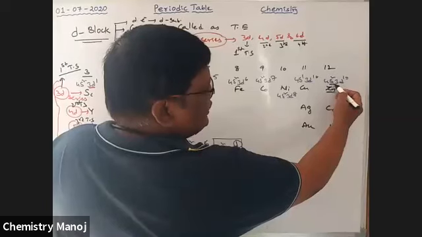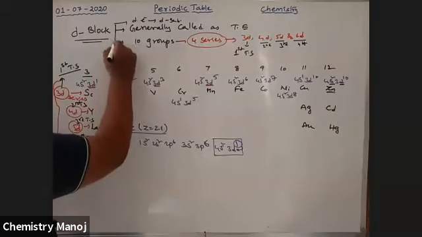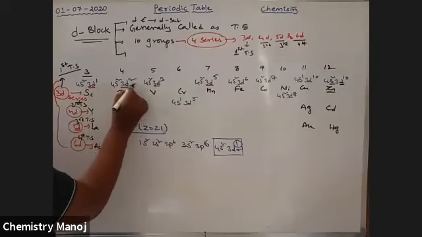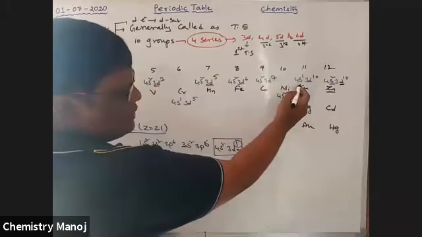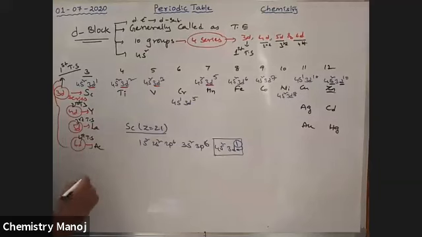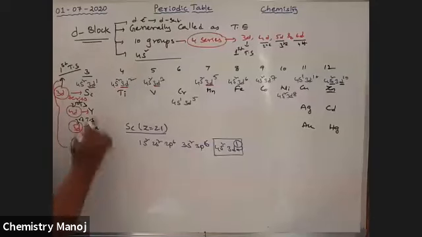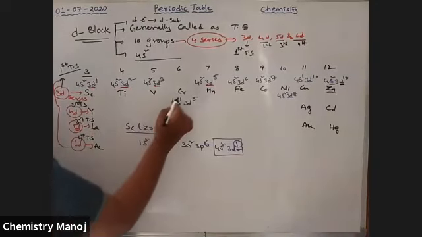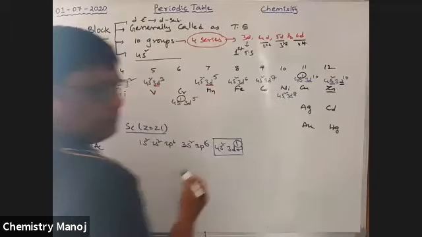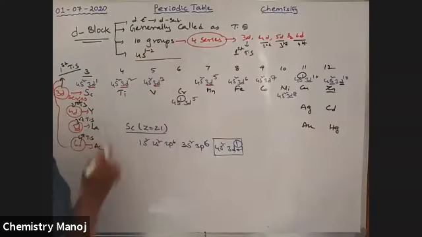Here, the s orbital is completely filled, and the d orbital is also completely filled. See here, the general outermost electronic configuration. There is a slight confusion here. In most cases, 4s2 is the common one. Sometimes s1 also exists. Not only 2, 1 is also there. So 4s1 to 2 is possible.